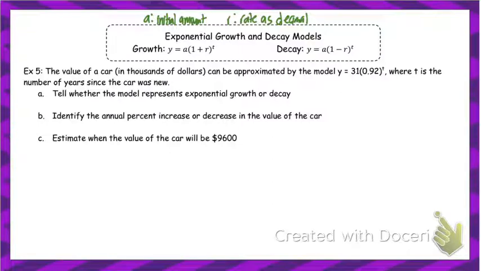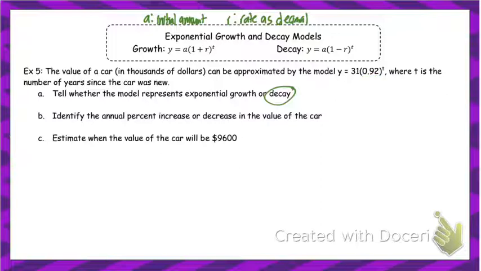The value of a car in thousands of dollars is approximated by the model 31.92 to the T, and T is the number of years since the car was new. So first thing we need to determine, does this show growth or decay? Well, the base is less than 1, so it shows decay. It also makes sense for the problem. Your car is going to be worth less money the older it gets.